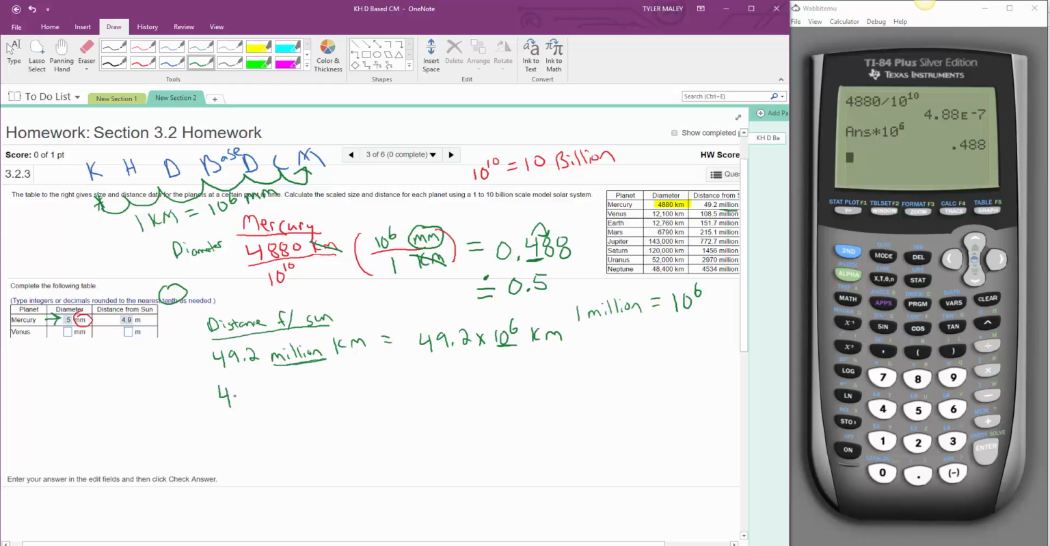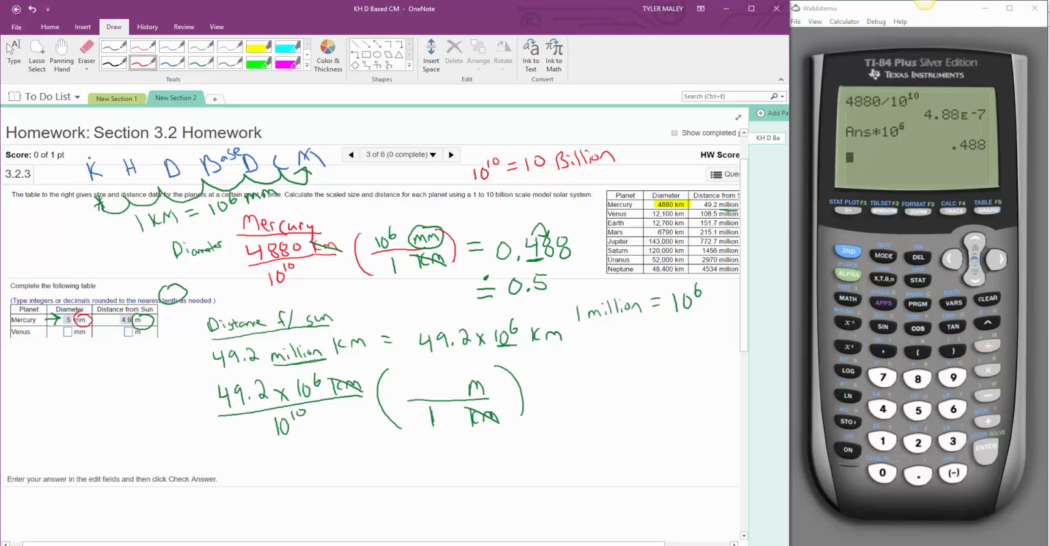So if we start with that, 49.2 times 10 to the 6th kilometers, then divide that by 10 to the 10th still, because that's what we're scaling it to, 10 billion. And then again, I'm going to want to convert my units. But this time I want to be in meters. So here we're told meters. So we want meters here, kilometers here. That way my kilometers cancel. So I want to find out how many meters is in 1 kilometer.